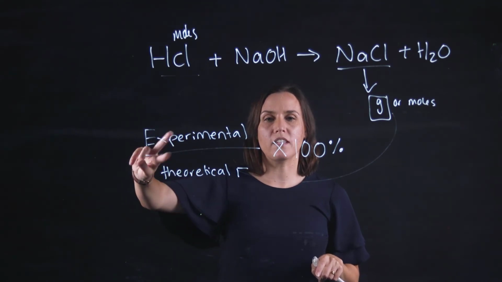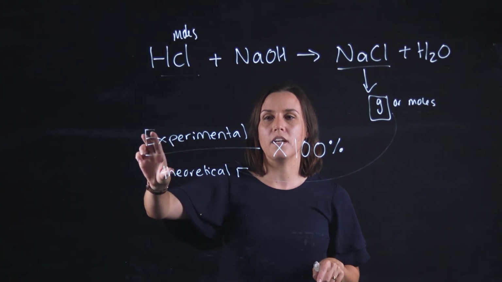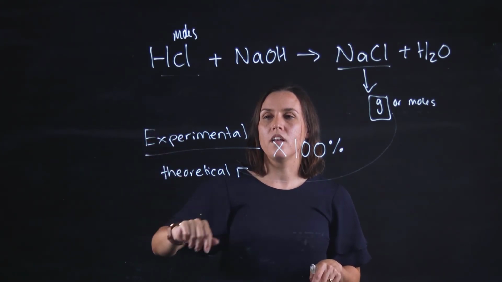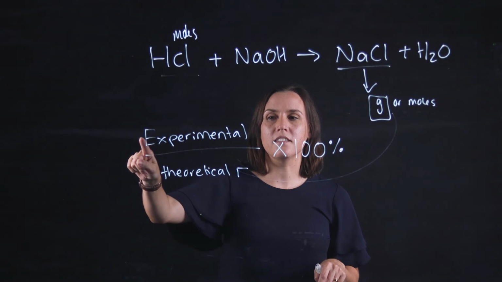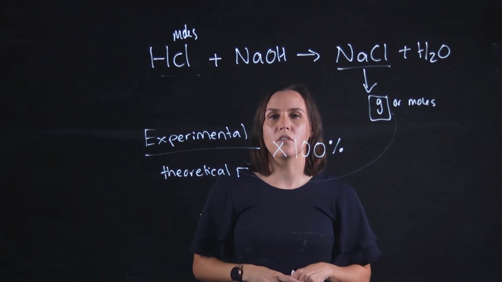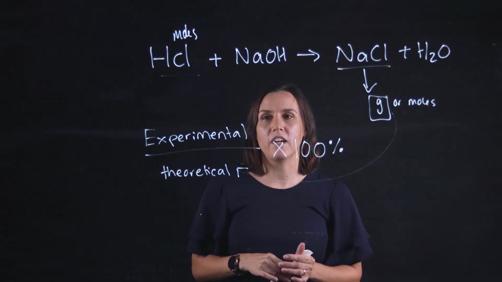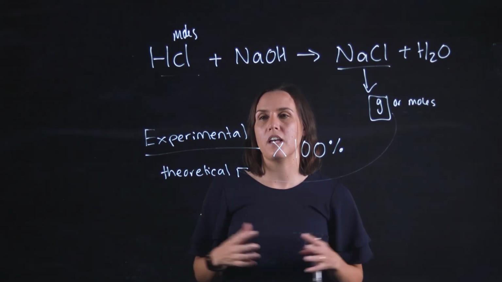So making sure I've got the same units. Whether it's grams or moles doesn't matter, because it's the same compound, so the ratio would be the same. So the experimental mass over the theoretical mass, times 100, would work out the percentage yield of that particular reaction. So how effective was that reaction?